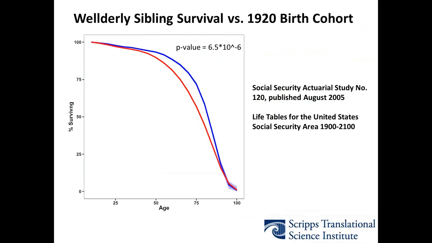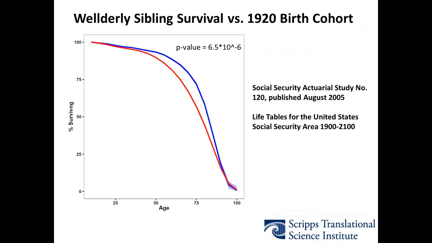But we wanted to determine, well, can we come up with any other evidence to determine whether or not this is a genetic phenotype? The one analysis that we have done is looked at a survival curve for the siblings of the Wellderly individuals versus the 1920 birth cohort.